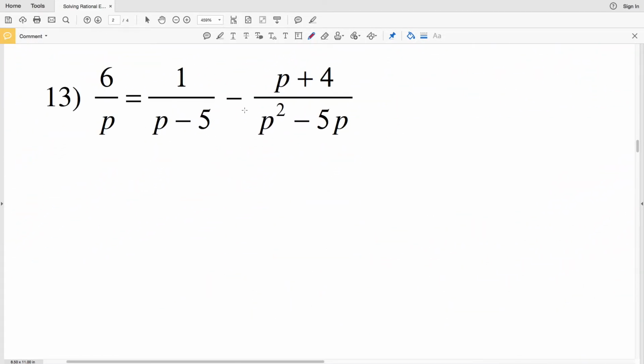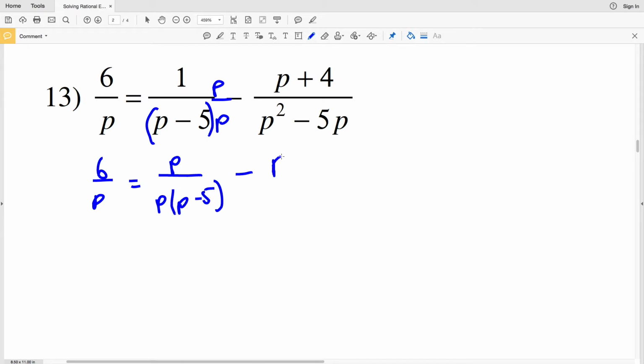In number 13, we're going to have to make a common denominator. Remember, multiplying any quantity by 1 will not change the value. So if I multiply 1 over p minus 5 by p over p, which is 1, since p over p is equal to 1, I'll have 6 over p, and that's equal to p all over p times p minus 5. Then we're going to subtract p plus 4 all over p squared minus 5p.